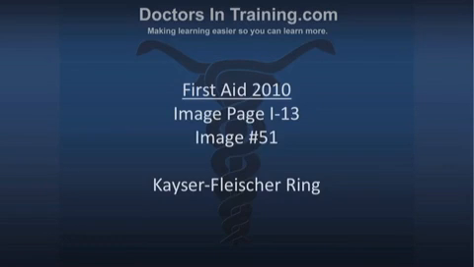Green, yellow rings around the peripheral cornea. These are your Kaiser-Fleischer rings of Wilson's disease. So Wilson's disease is a disease of copper accumulation. When copper becomes oxidized, what color does it turn? Green, right? So this is why you have this green in your iris. So look at image page 13, image number 51 here. Image page 13, image 51, and you see the Kaiser-Fleischer ring there. That greenness around the periphery of the iris.